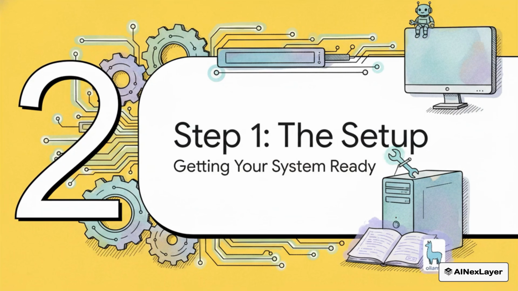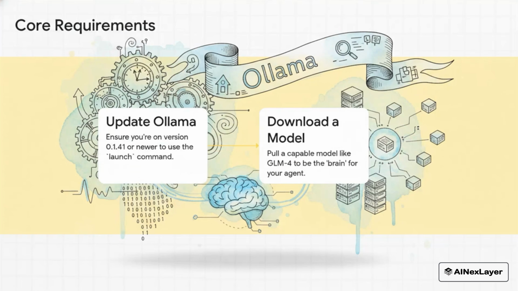Okay, ready to get started? Let's get your system ready to go. There are just a couple of quick key steps to take before you can launch your first agent. First things first, you'll need to update your Ollama installation. The launch command is brand new, so you've got to make sure you're on at least version 0.141. Once that's all set, you'll need to pull a large language model. This is basically the brain for your agent. For our example, we're going to use GLM4 9B Flash.